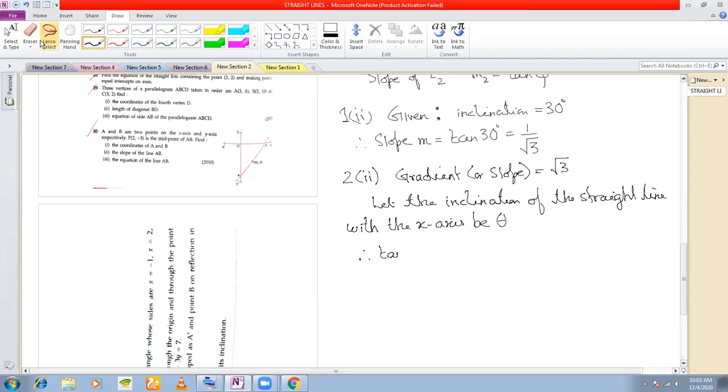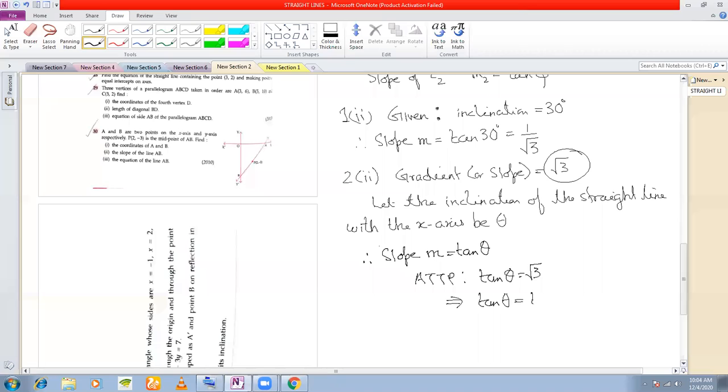What is the slope in fact? Slope m is equal to tan theta. And what is the slope m given here? Slope m is given to be root 3. So according to this problem, tan theta is equal to root 3. What value of tan is root 3? Tan of 60 degree is root 3. That means theta must be equal to 60 degree. That's it.